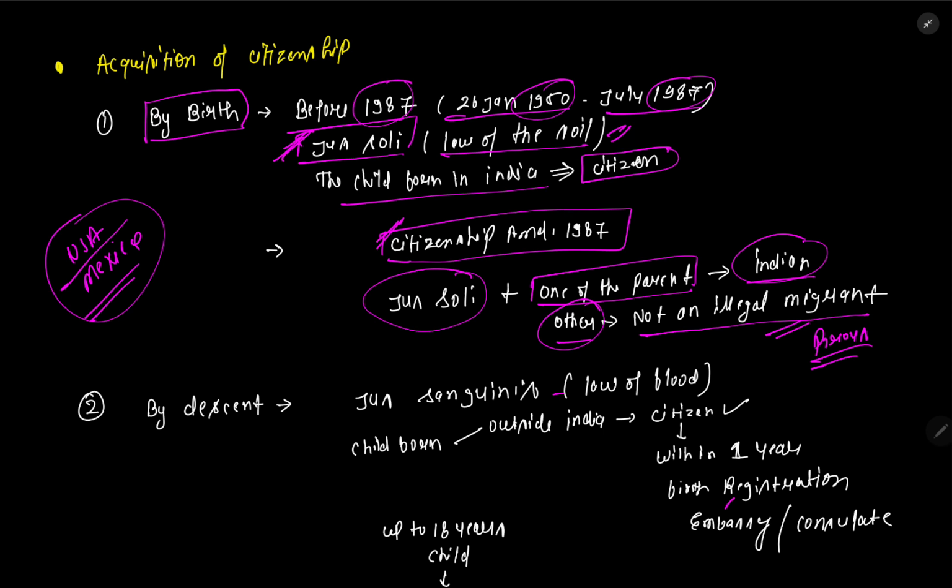So there is a porous border, and he married a girl and a child was born. Now this child will not have Indian citizenship because the man is an illegal migrant. Getting the point? A man came from outside without visa, he married an Indian girl and a child was born. So that child will not be considered an Indian citizen under the Citizenship Amendment Act of 1987. Clear? So these were the two cases.